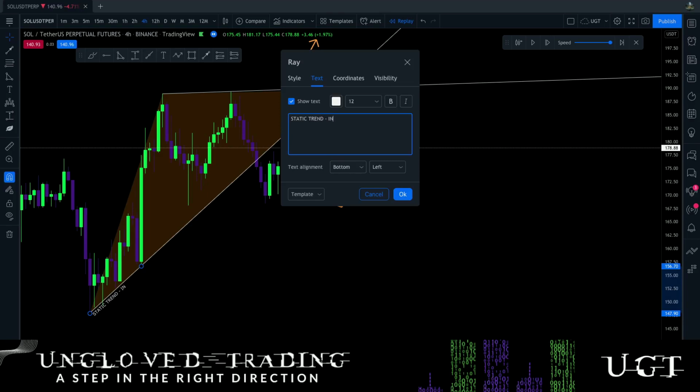And when we speak about a static trend, it lives on our chart forever until the point it goes through what is known as invalidation. And this is a very deep concept which we'll progress to in the future.